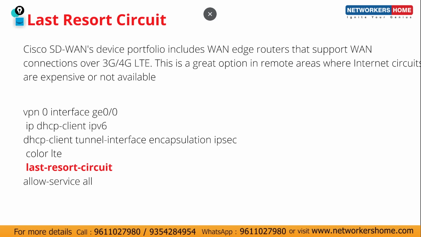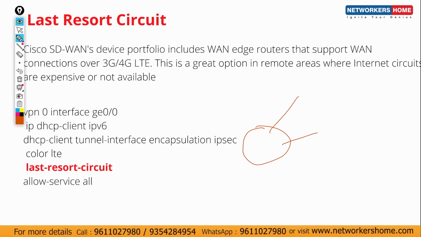What is the meaning of that? Let's say you have a vEdge which has two connectivities: you have LTE or 4G here, and you have a lease line. You do not want to use 4G because that is expensive, so you want to keep it as a backup, and this lease line is unlimited data for a certain amount, so you want all the time your communication network to be on this particular lease line. What if this goes down? The easiest method is to configure this as a last resort circuit.